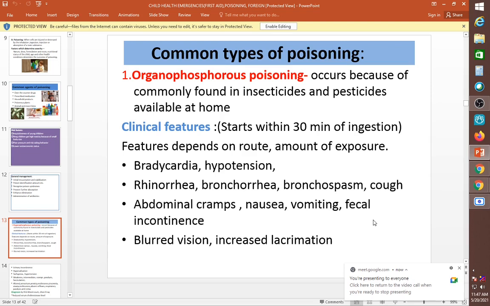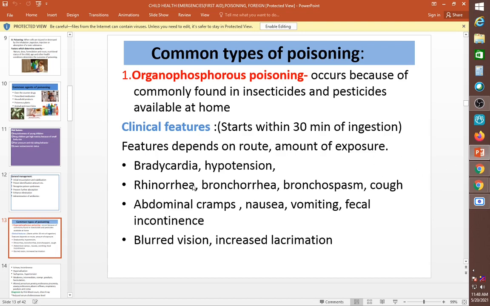First, there will be bradycardia, hypertension, rhinorrhea, bronchorrhea, bronchospasm, cough, abdominal cramps, nausea, vomiting, fecal incontinence, blurred vision, increased lacrimation. Okay, thank you. From this slide, is there any word you do not understand or you want me to explain?